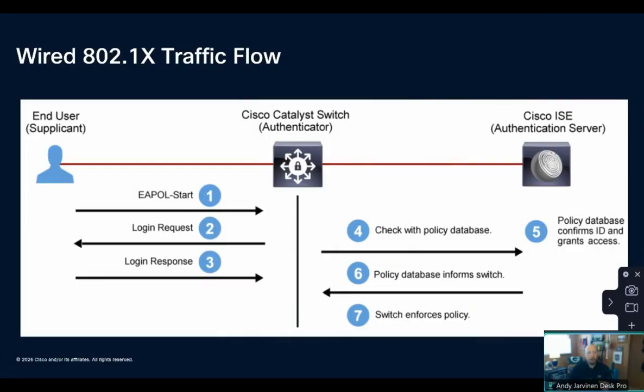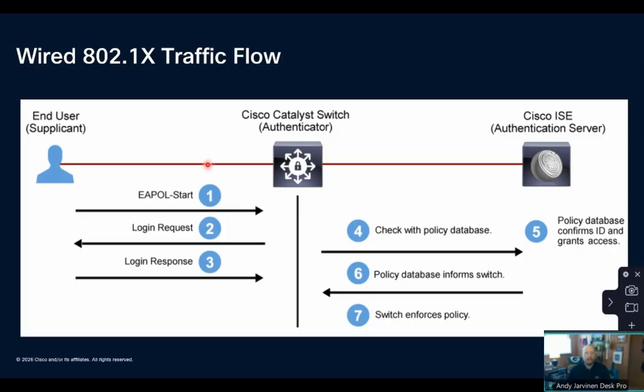The first component is on the left here. It's the supplicant. Now that's the client device that's requesting access. It's usually a computer in a wired situation. But if it was wireless 802.1x, it could be a tablet, it could be an iPad, etc. And this supplicant is what submits the credentials, like the username, password, and the device certificate.